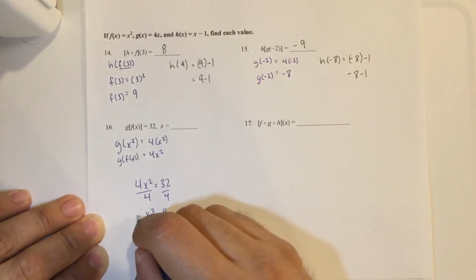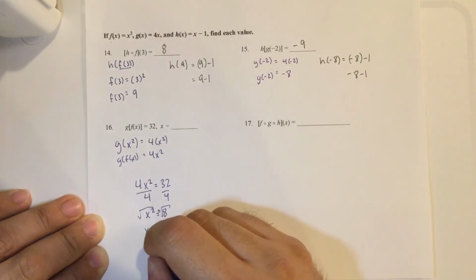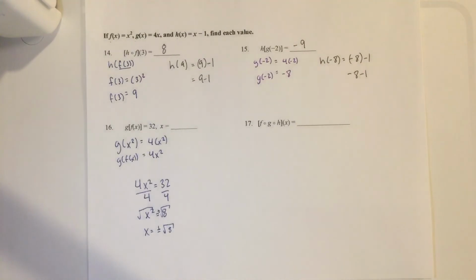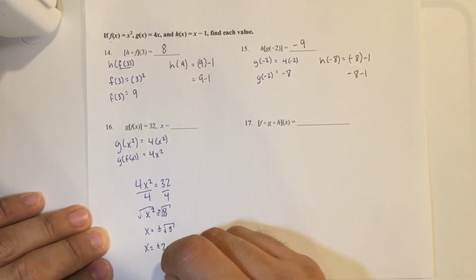To get rid of a square, we square root it. Don't forget to put your plus or minus. So x equals plus or minus the square root of 8. This would have to be simplified. If you've forgotten how to do it, there's a lot of ways. So x equals plus or minus 2 square root of 2.